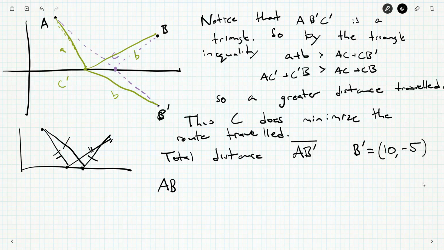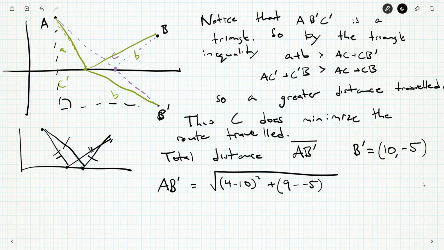Now, AB prime, if we wanted that, we could use the distance formula. Or we could drop a right angle triangle and do Pythagoras. I mean, that's all the distance formula really is. So it's the difference in the x-coordinates squared plus the difference in the y-coordinates squared. So that's going to be the square root of negative 6 squared, so 36, plus 14 squared, so that's 196. I'm not liking the numbers, but okay.